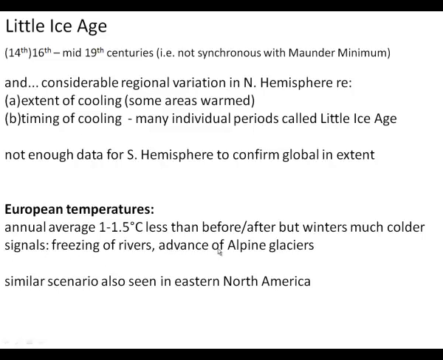From what we can gather from various different data sources, we have classic signals such as the freezing of rivers and the advance of alpine glaciers, and on an annual basis we're probably talking about temperature drops of the order of 1 degree to 1.5 degrees compared to the period of time before and the period of time after this Little Ice Age. But the really key thing that we'll come back to later is that the winters were much colder than the interval before or after. The phenomenon is documented in Europe. It's also a scenario that plays out in Eastern North America.